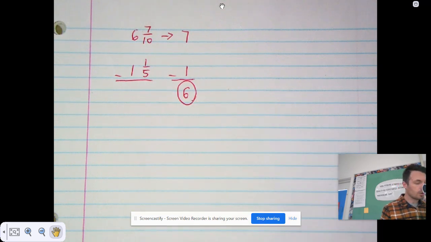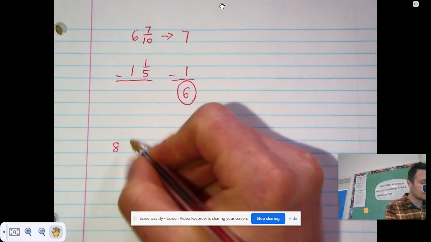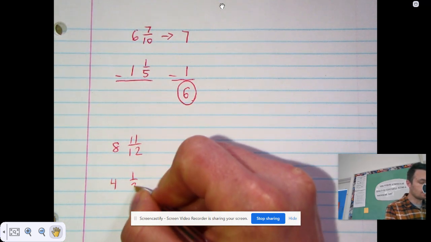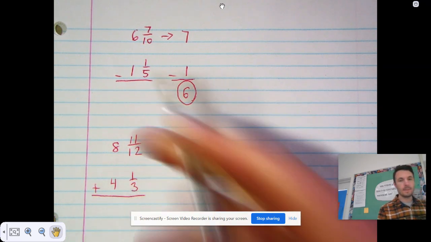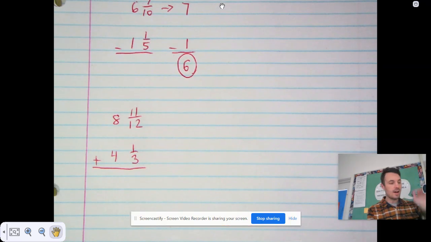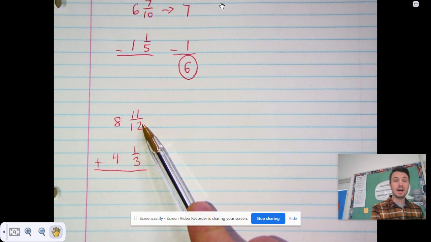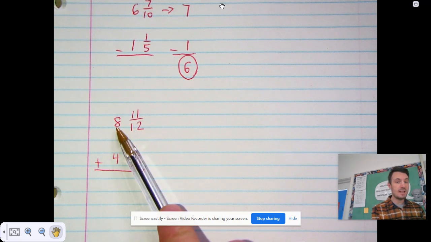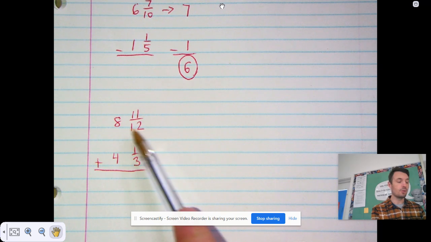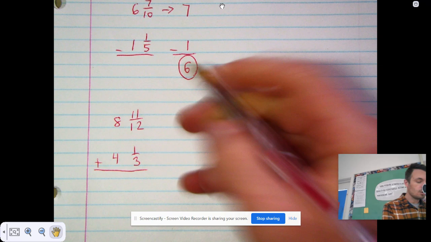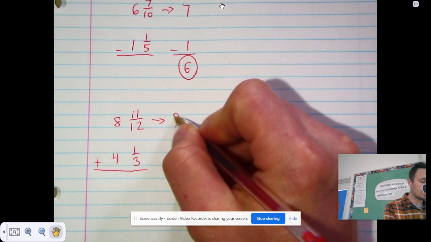Okay, let's do another example together. Let's say we have 8 11/12. Let's do an addition one, plus 4 1/3. Okay, so we have 8 11/12 here. You can see that 11 is much more than half of 12, which means 11/12 is greater than a half, which means you round 8 up to the next whole number. If you have 8 11/12, it means you have almost 9. So it rounds up to 9.